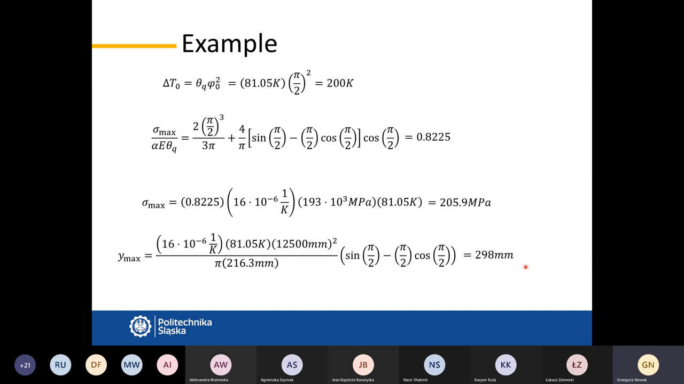So we'll observe deflection of this pipe due to temperature difference only, because we do not take into account any weight of this pipe. So there is no external loading, no gravity, nothing. Only the temperature difference between the upper part and the lower part will cause a deflection of almost 300 millimeters, so 30 centimeters. Of course, the pipe is quite long, it's 12.5 meter, but the deflection due to temperature difference only results in the amount of 300 millimeters.